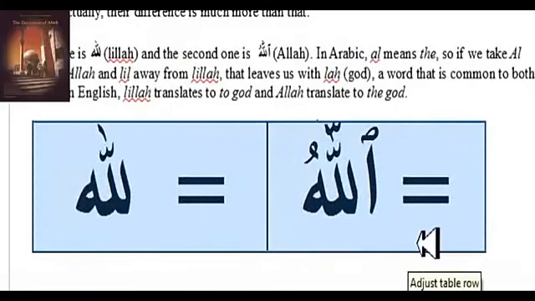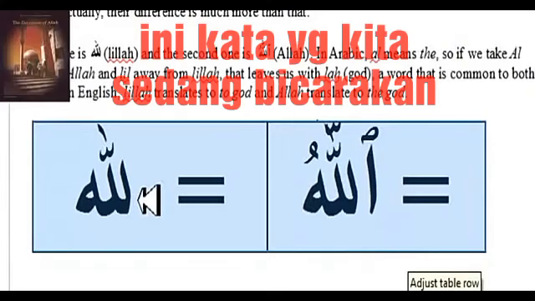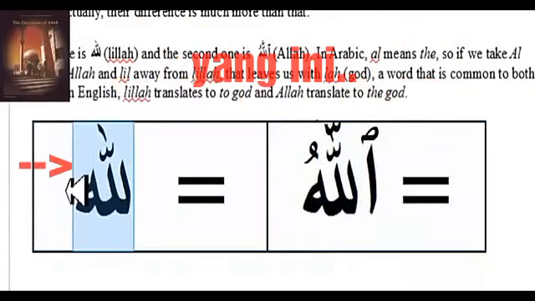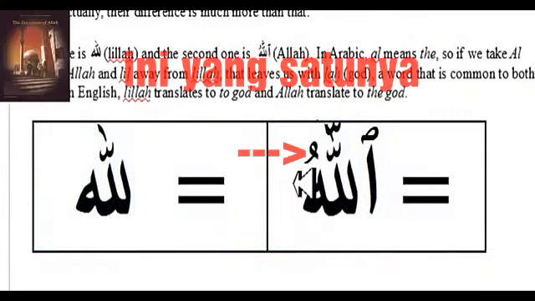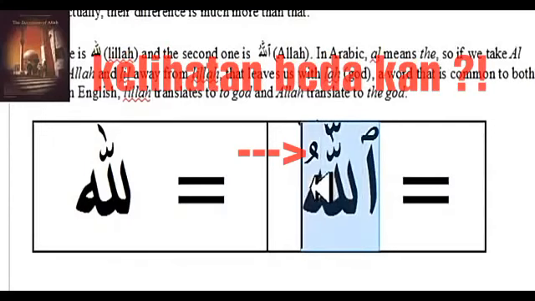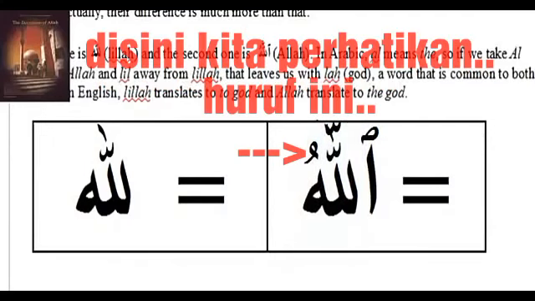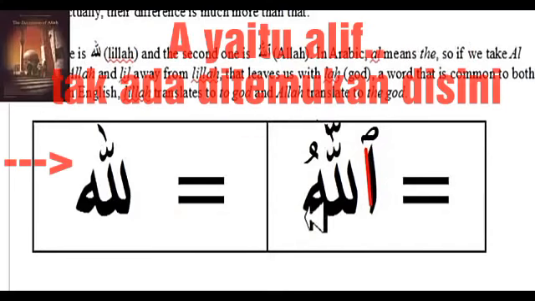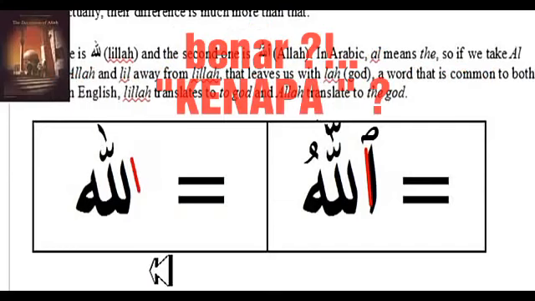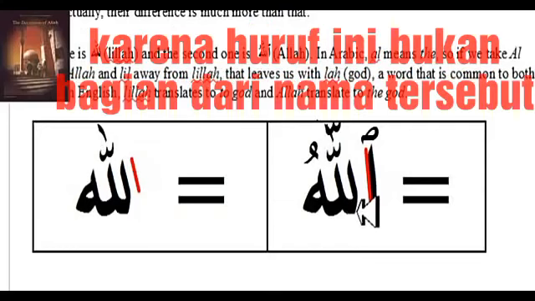Here we go. This is the word we are talking about. This is one, and this is the other one. Now I'm sure you notice the difference, right? In here we notice that this letter A, which is Alif, does not exist in here. Correct? Why? Because simply this is not part of the name.